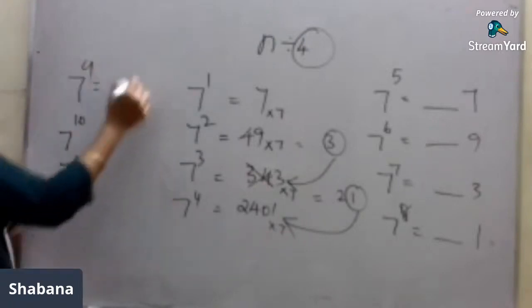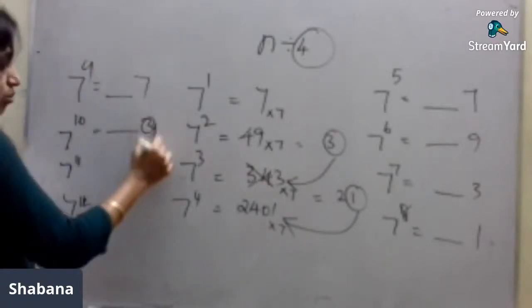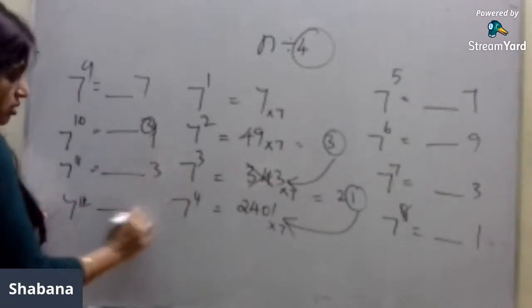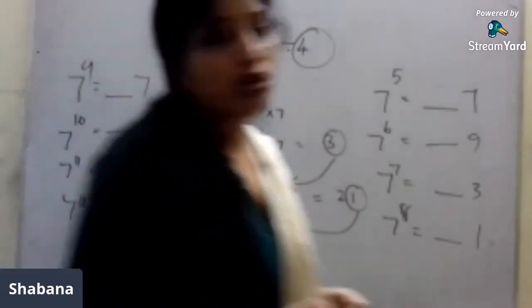Similarly, if you take 7 power 9, 7 power 10, 7 power 11, 7 power 12, it is just going to repeat the same way. It has 7 in the last digit, then 9, then 3, and then 1. So 7931 will be the pattern to follow.